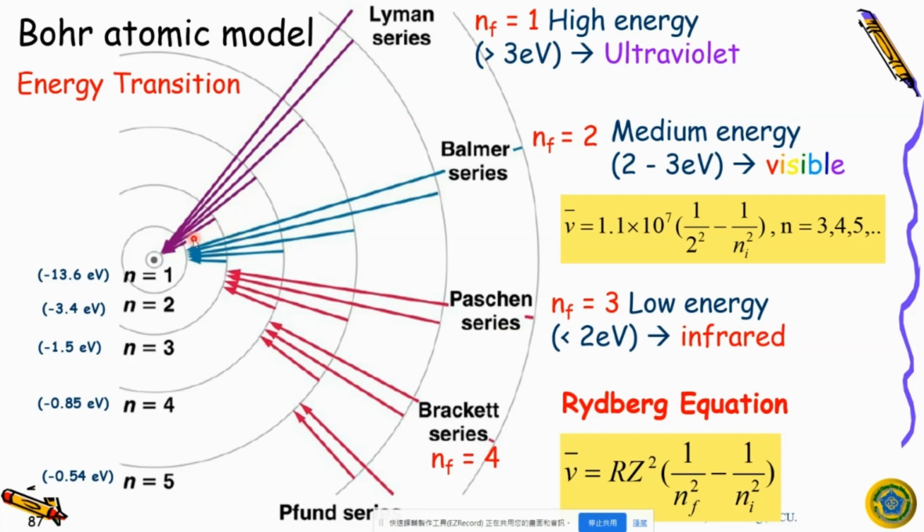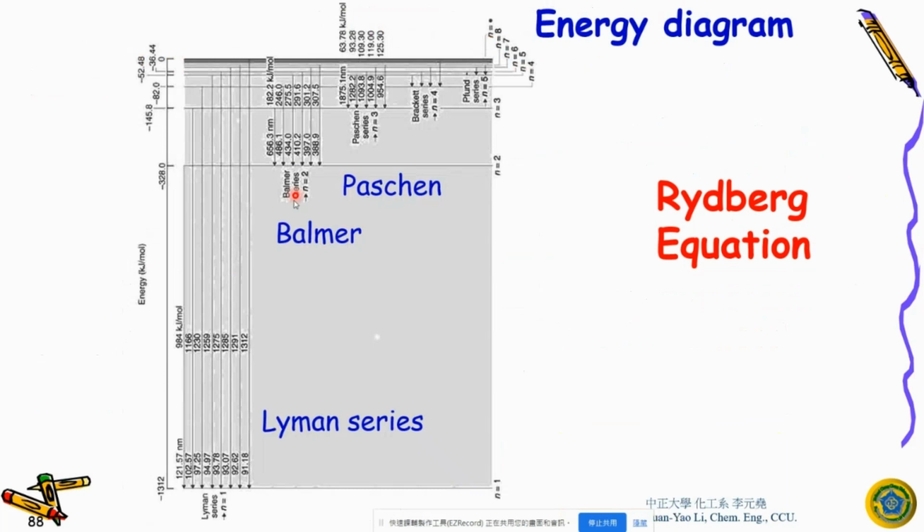I just want to tell you that this is not to scale. This is not proportional, the distances are not the same. Okay, so this is to scale. Lyman series, the energy is very strong, right? This is high energy. This is medium energy. This is the Balmer series from here. And this is the Paschen series. And the energy is getting smaller and smaller. So this is the Rydberg equation.